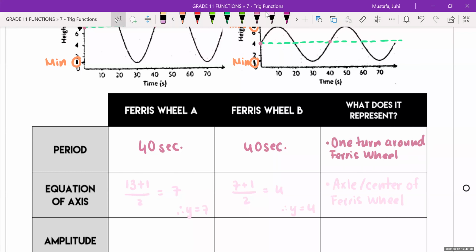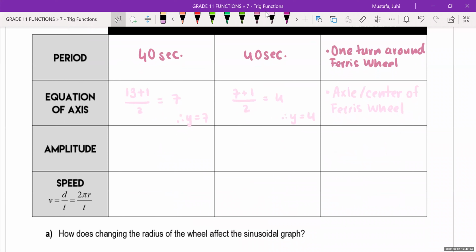Okay, the next question says amplitude. So we can do the calculation for that, maximum minus minimum. So it's going to be 13 minus 1 divided by 2, which is going to be 12 divided by 2, and that's going to be 6. And for this one, it'll be 7 minus 1 divided by 2, which is going to be 3. I think you should always show calculations. I just think it makes it easier if you make a mistake, then I can give you part marks.